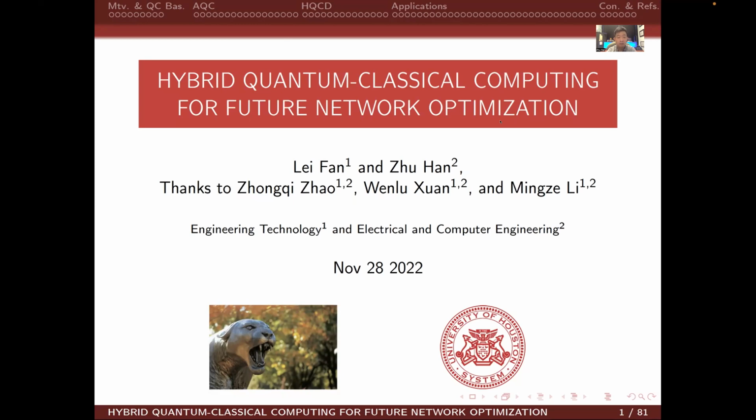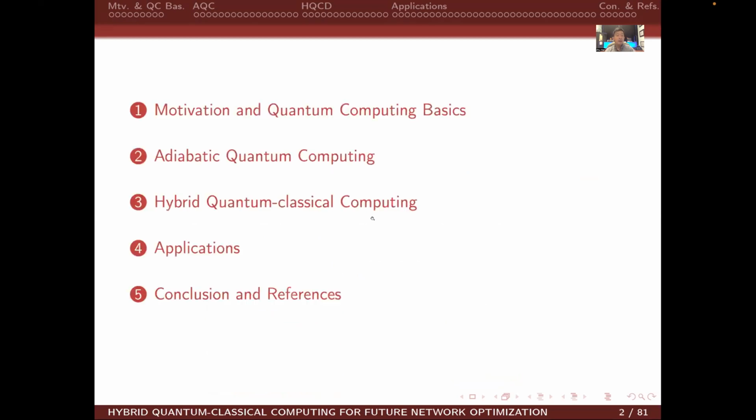Also thanks to our 3 students, Dongqi Zhao, Wenlu Xuan, and Mingze Li, and also thanks for the support from the National Science Foundation. So here is the outline. First, we give the motivation and the quantum computing basics, and then the mathematical and physics background, which is adiabatic quantum computing and hybrid quantum classical computing. After that, we will give several applications. And finally, we have the conclusion and references.